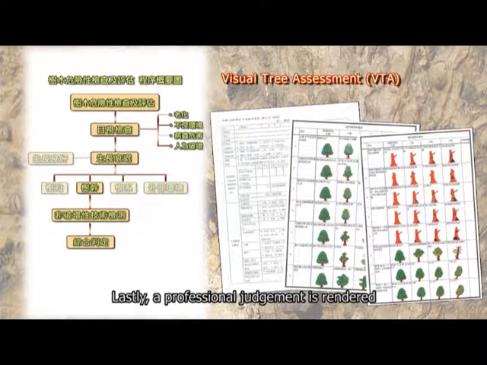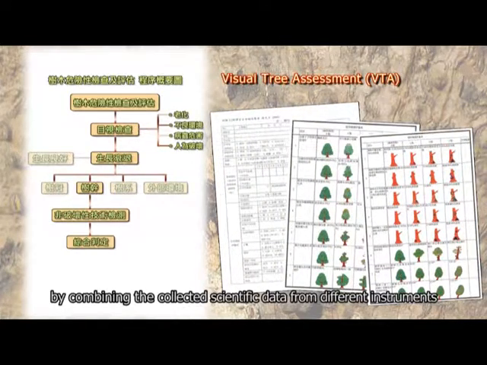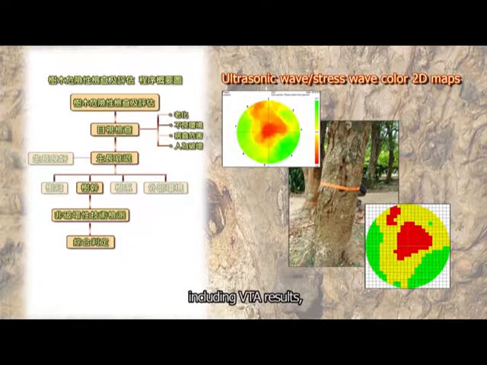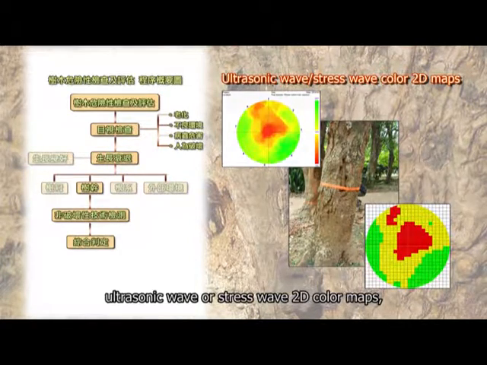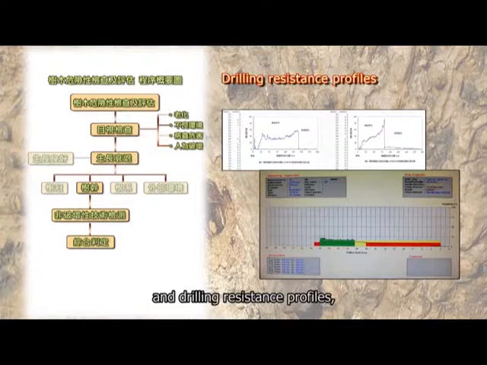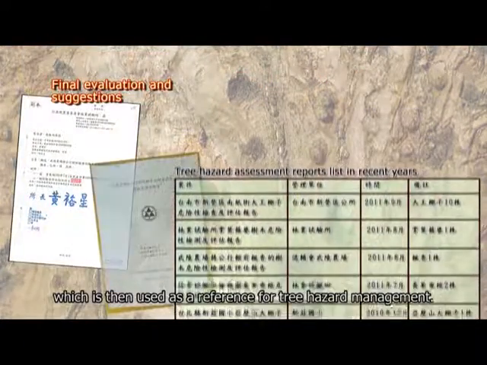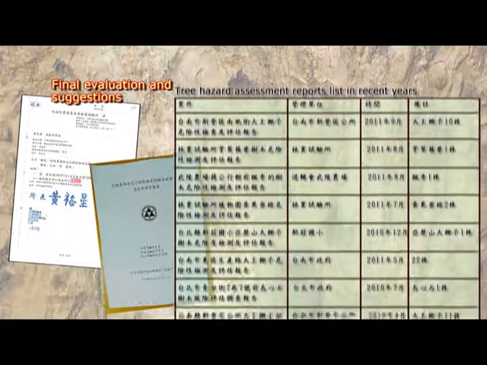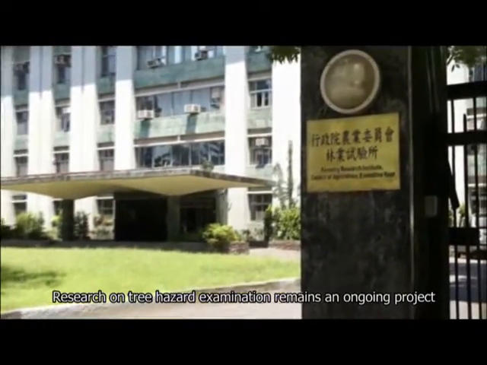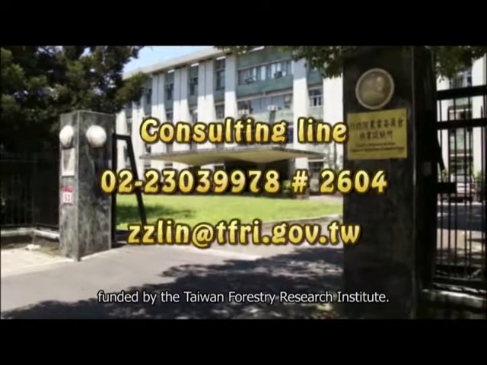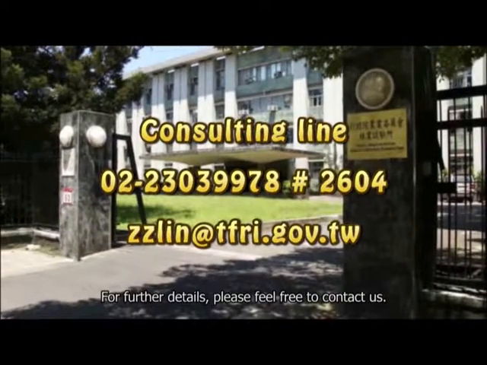Lastly, a professional judgment is rendered by combining the collected scientific data from different instruments, including VTA results, ultrasonic wave or stress wave 2D color maps, and drilling resistance profiles, which is then used as a reference for tree hazard management. Research on tree hazard examination remains an ongoing project funded by the Taiwan Forestry Research Institute. For further details, please feel free to contact us.